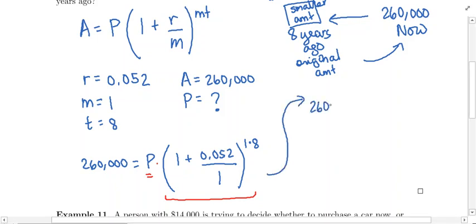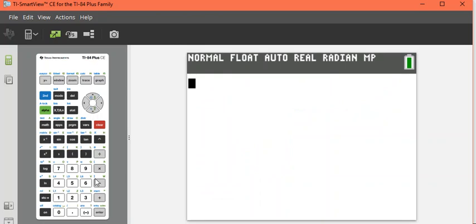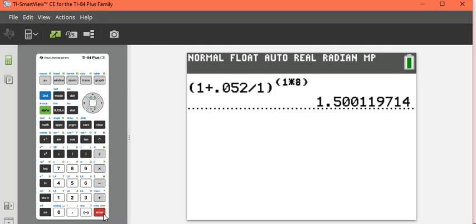So we're going to get 260,000 is equal to P times, let's figure out what P is being multiplied by. So we're going to have 1 plus 0.052 divided by 1, which you don't have to put in the calculator because you can do that in your head. Same with the exponent. The exponent's going to be 8, but again, you want to enter it in. Just be careful with your syntax. So here you go. This is what P is being multiplied by.